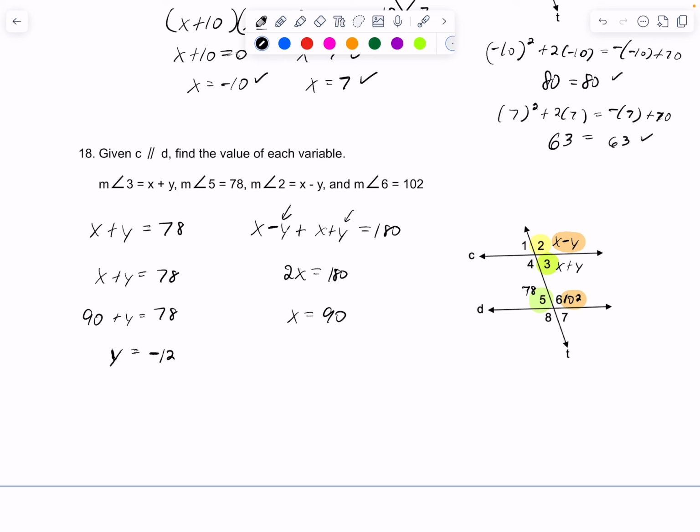All right, that's our corresponding angles. So if I plug in x is 90, y is negative 12, is this a true statement? 90 minus a negative is really adding. So 90 plus 12 is 102. That checks out. So here's x and here's y.